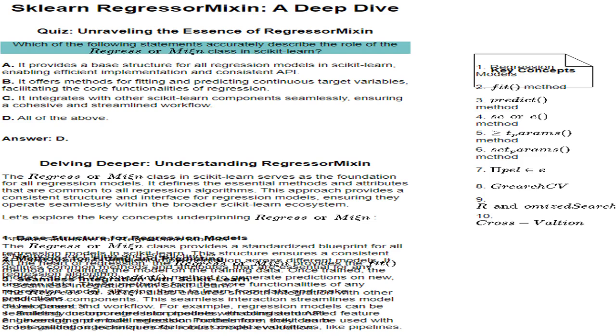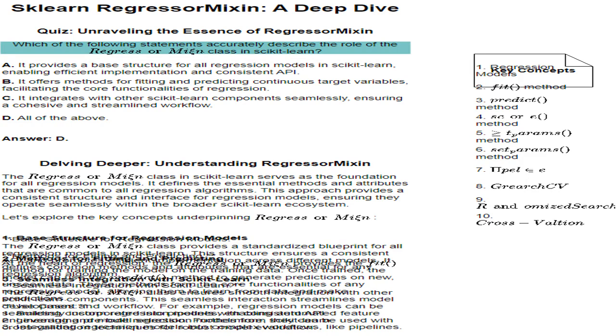Which of the following statements accurately describe the role of the regressor mixin class in scikit-learn? A. It provides a base structure for all regression models in scikit-learn, enabling efficient implementation and consistent API. B. It offers methods for fitting and predicting continuous target variables, facilitating the core functionalities of regression. C. It integrates with other scikit-learn components seamlessly, ensuring a cohesive and streamlined workflow. D. All of the above.